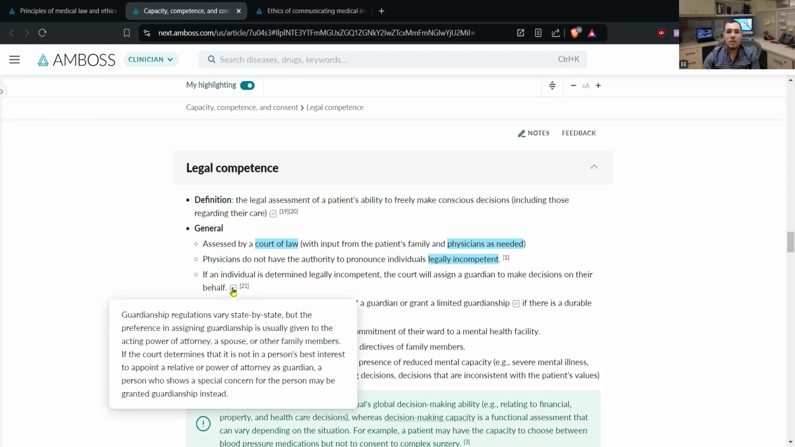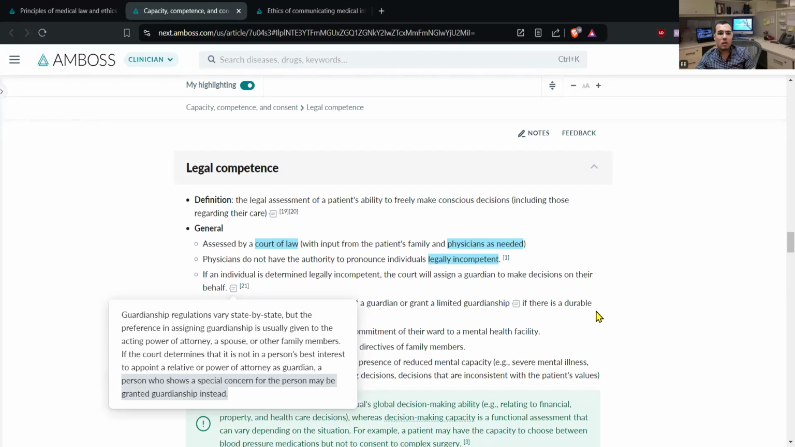And before I read this note, I also want you to know: never pick an answer that says, I'm going to send them to the court for legal competence assessment. Okay? It will usually be the wrong answer. Guardianship regulations vary state by state, but the preference in assigning guardianship is usually given to the acting power of attorney, a spouse, or other family members. If the court determines that it is not in the person's best interest to appoint a relative or power of attorney as a guardian, a person who shows special concern for the person may be granted guardianship instead.